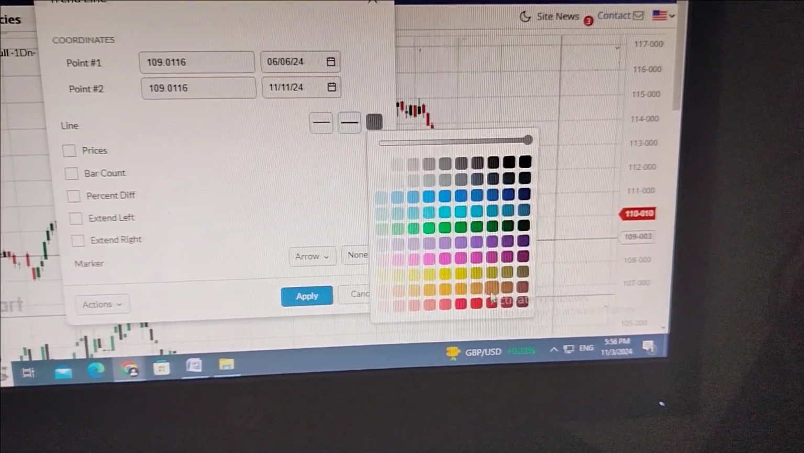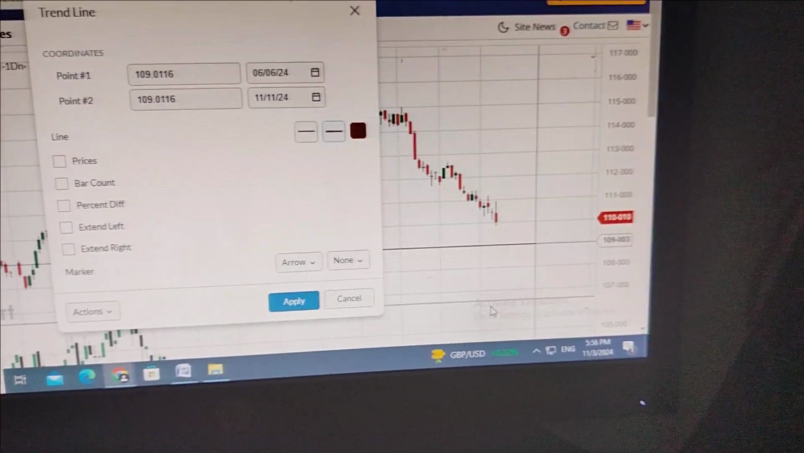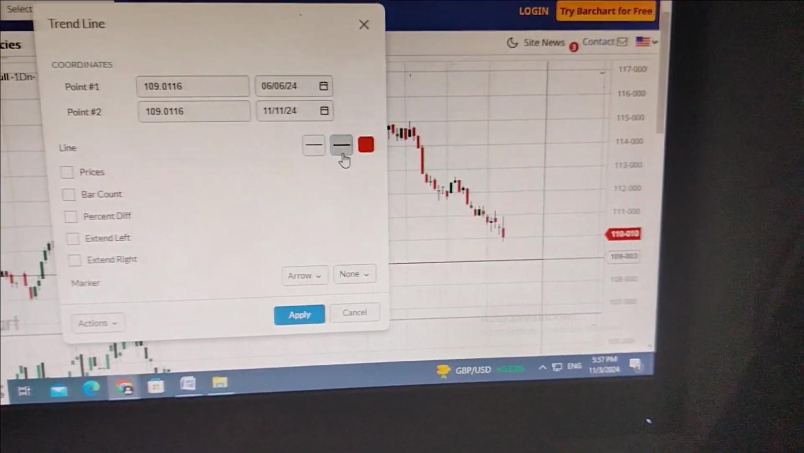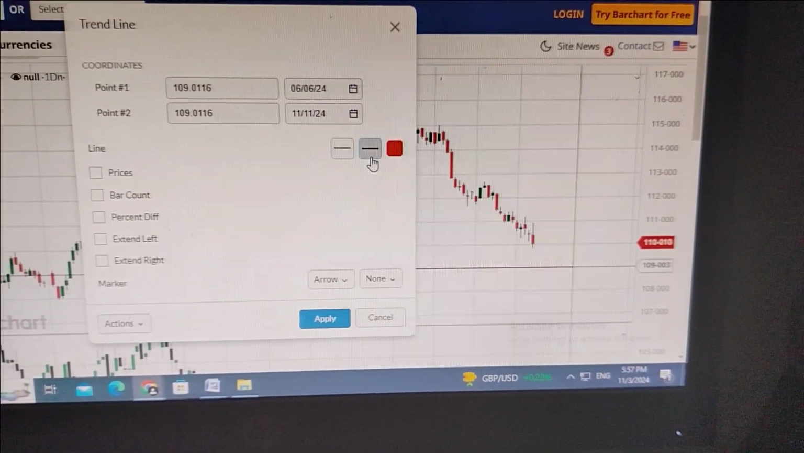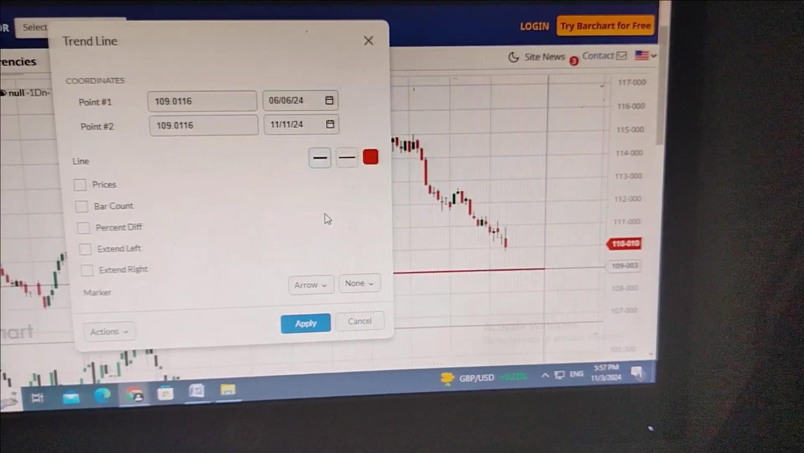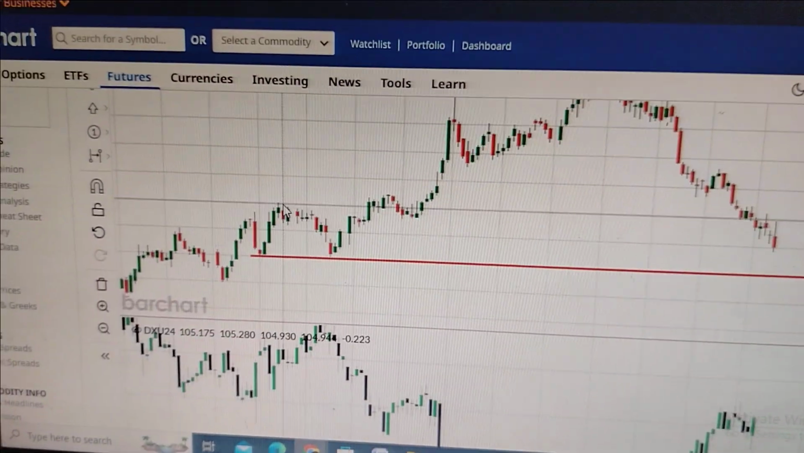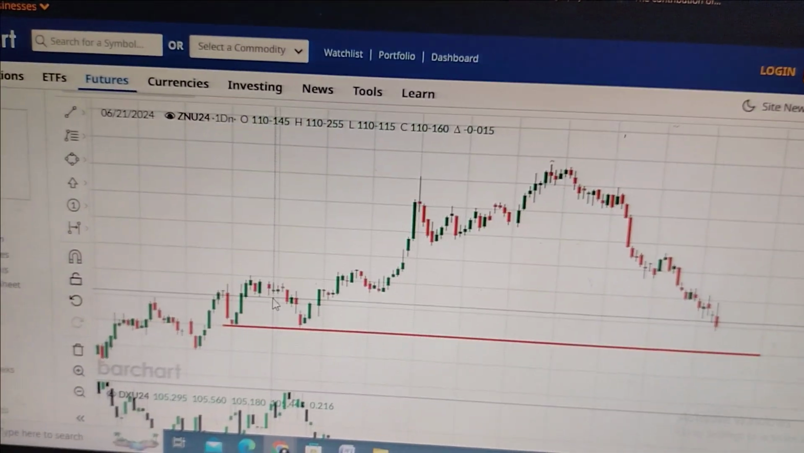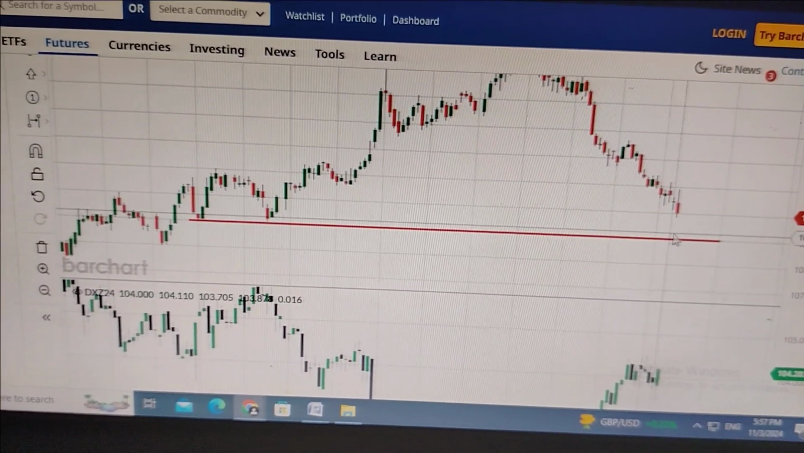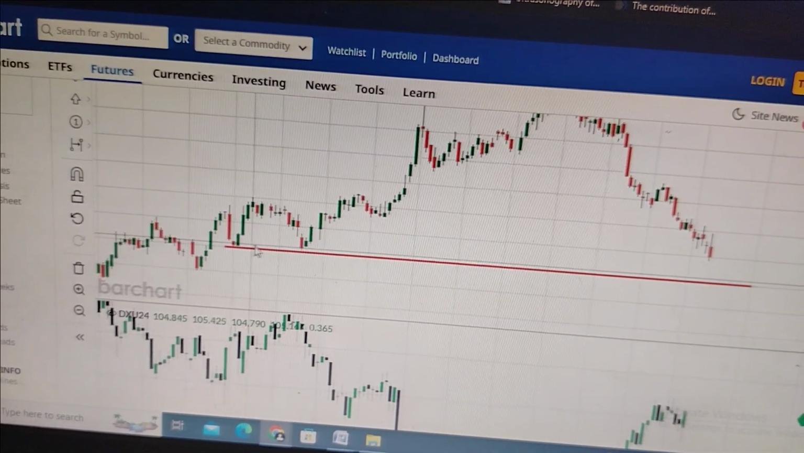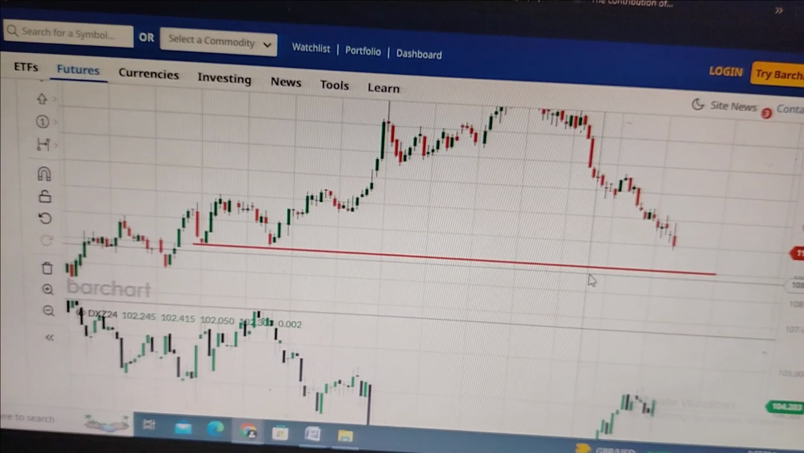let me mark it as red. And let me give it a thicker line like this. Right. So this region, we have a lot of liquidity. This is a treasury note. This is a 10-year treasury note, and as you can see, market is gravitating towards this area because we have a lot of liquidity around this region.